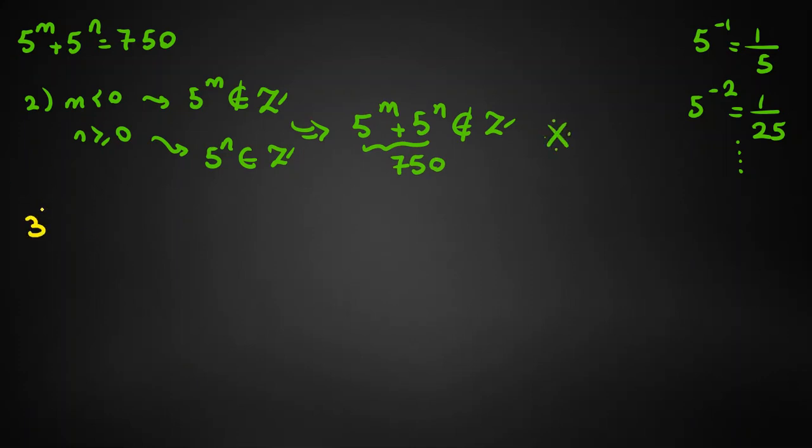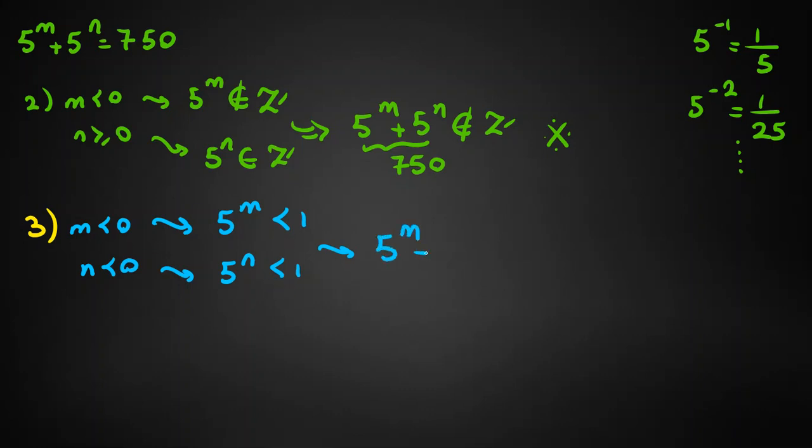Now let's analyze case 3. In case 3, suppose both of them are less than 0. So from here we conclude 5 to the m is less than 1, because look, it is 1 over 5 or 1 over 25 and so on. And also we can say 5 to the n is strictly less than 1. So 5 to the m plus 5 to the n will be less than 2. But we know it is 750, and 750 is not less than 2. Contradiction. Okay, so we've reached a contradiction for cases 2 and 3.